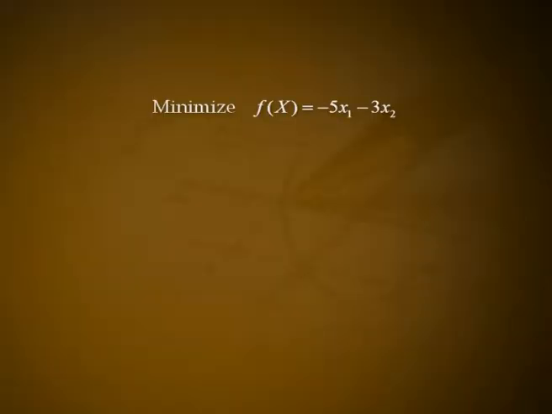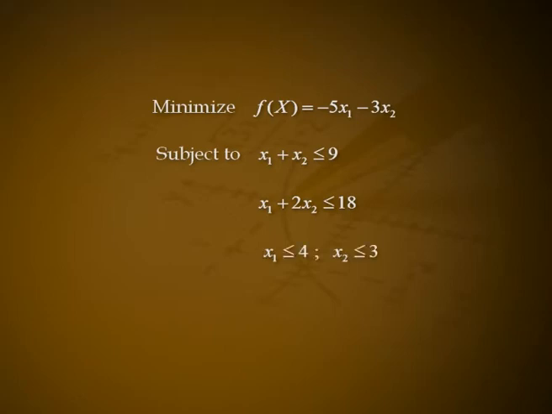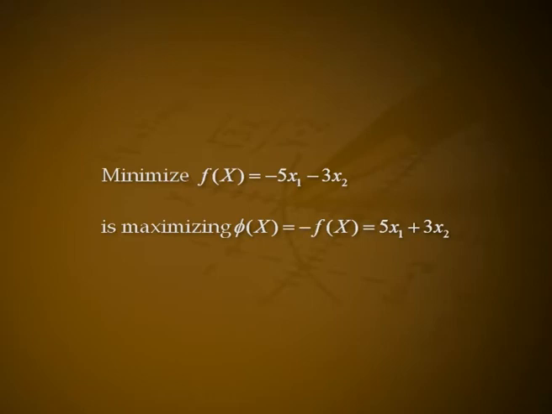Problem 2. Minimize f of x equal to minus 5 x1 minus 3 x2 subject to x1 plus x2 less than or equal to 9, x1 plus 2 x2 less than or equal to 18, x1 less than or equal to 4, x2 less than or equal to 3, x1 greater than or equal to 0, x2 greater than or equal to 0. Solution. At first, change the minimization problem to maximization. Minimizing f of x equal to minus 5 x1 minus 3 x2 is maximizing phi of x equal to minus f of x, that is equal to 5 x1 plus 3 x2.